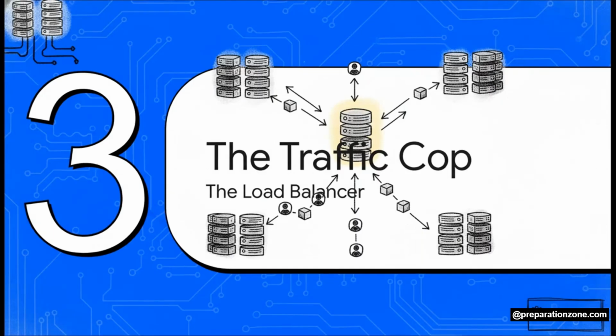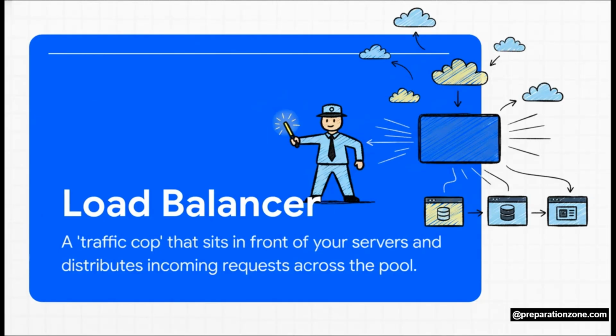All right, so we've decided to scale out. We've got a whole team of servers ready to go. Great, but now we have a new problem. When a user's request comes in, how does it know which of our many servers to talk to? We need someone to direct traffic. We need a traffic cop. And that's where this thing called a load balancer comes in. Its one and only job is to be that traffic cop. It sits right in front of all your servers, and it smartly distributes all the incoming requests so that no single server gets totally overwhelmed.